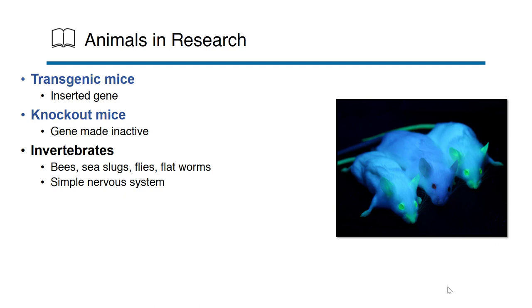There's a flatworm called the C. elegans, used all throughout neuroscience. And these are good ways of investigating neuroscience by using really simple animals with simple nervous systems. Humans have 86 billion neurons. You're going to really track all those? No, I don't think so. So invertebrates are a popular animal in neuroscience now.